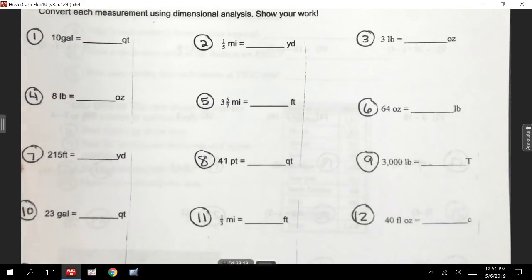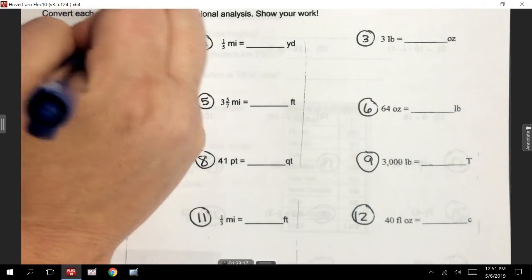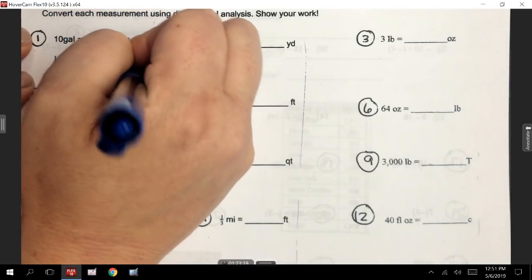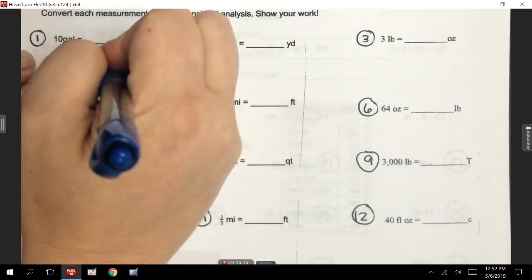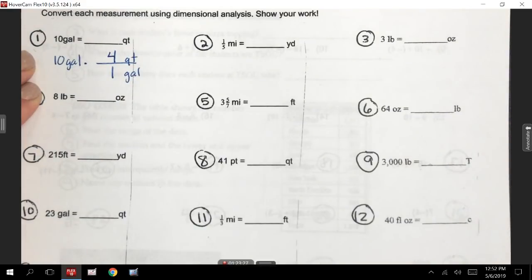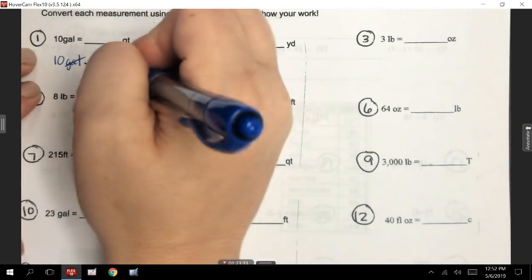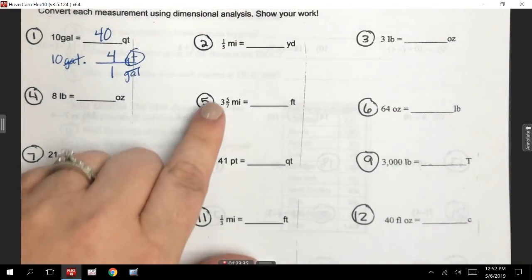All right, I'm going to go through these quickly, hopefully. So we have 10 gallons times gallons on the bottom, quarts on the top. So I know that in 1 gallon, there are 4 quarts. So my gallons go away, leaving me with quarts. So I get 40 quarts there since it's just a 1 on the bottom.